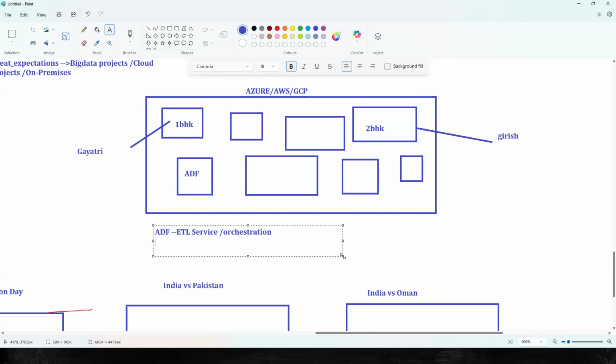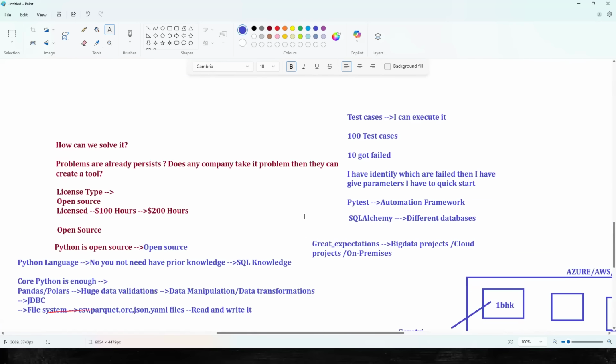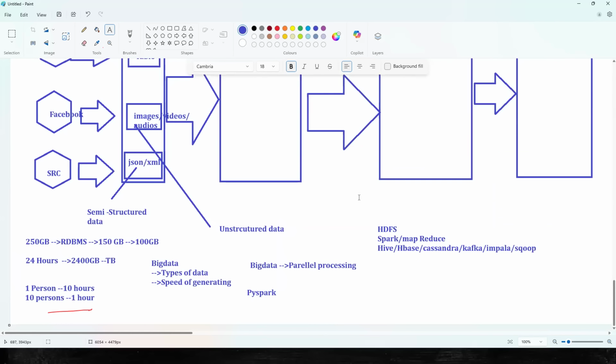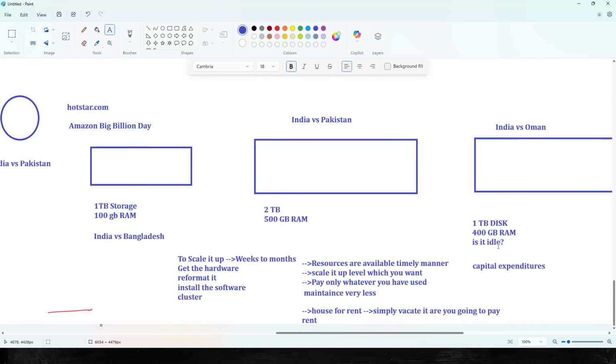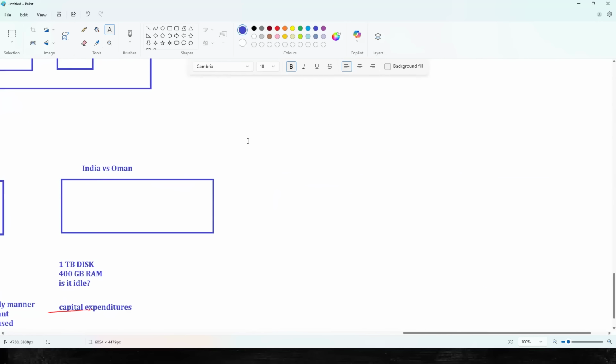Sir, this is absolutely fine. We are talking about cloud, and here we are talking about the big data problem also. Does the cloud support big data? Yes, it is going to support. For the storage perspective, let me show you. If you want to perform ETL in Azure, what are you going to use? ADF.